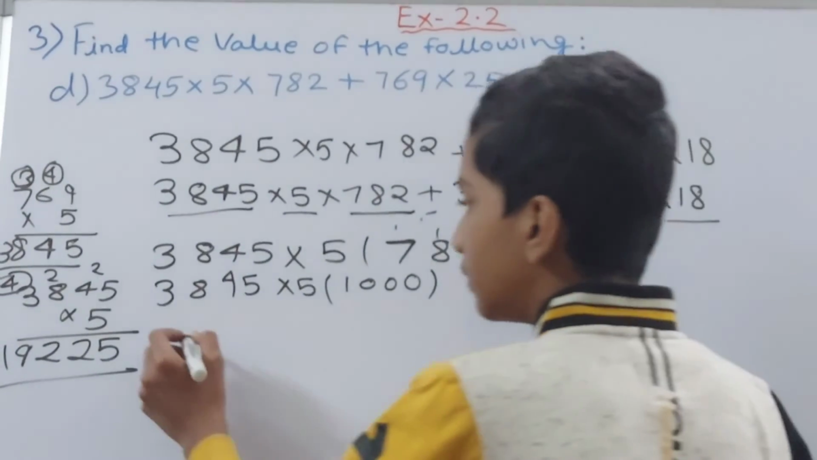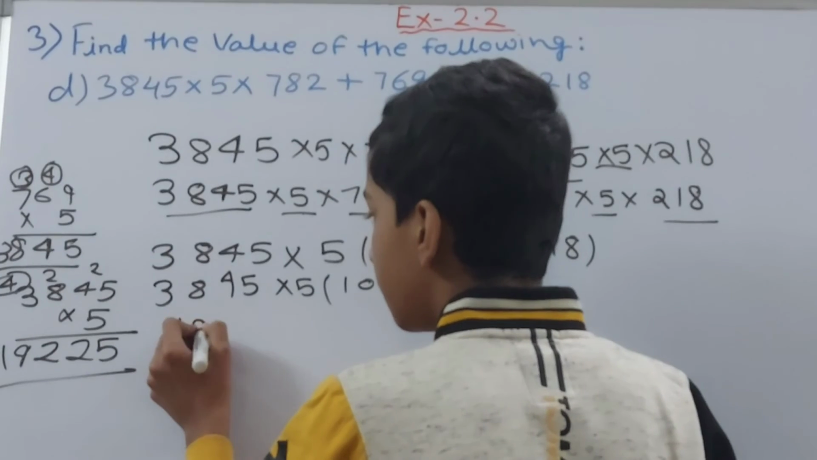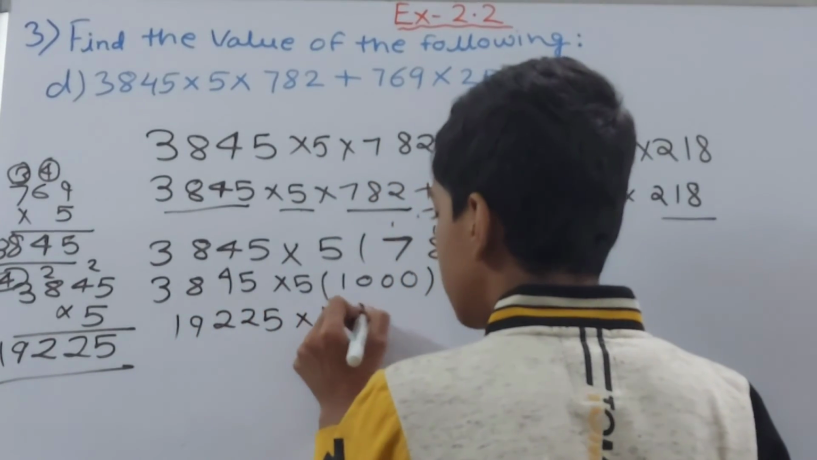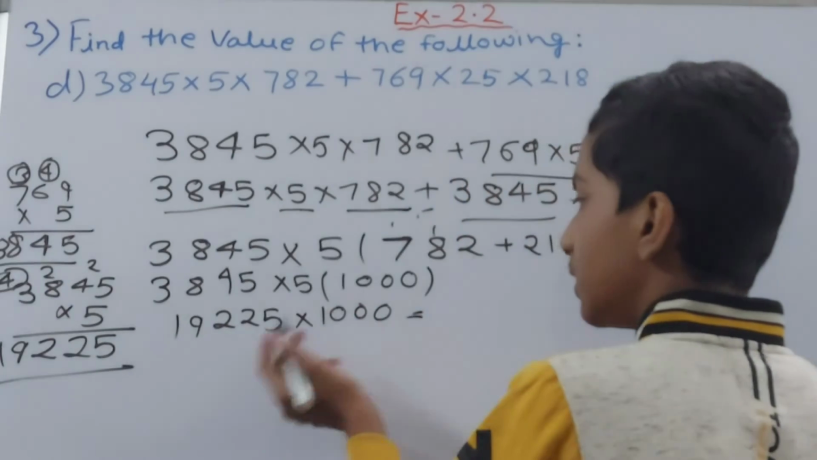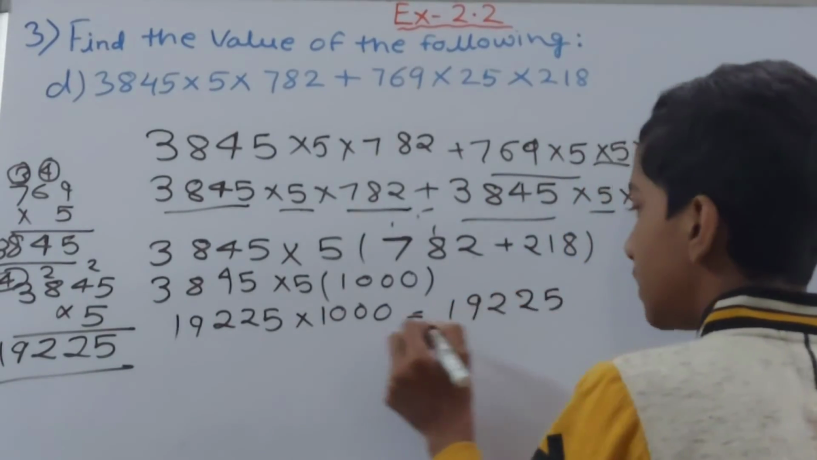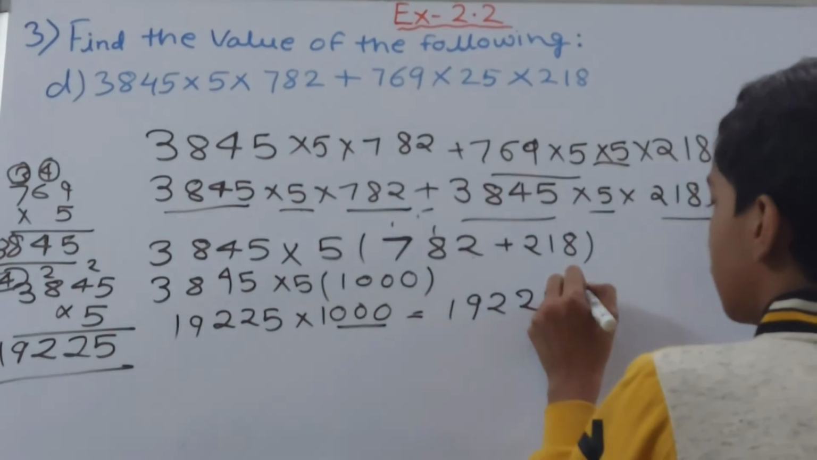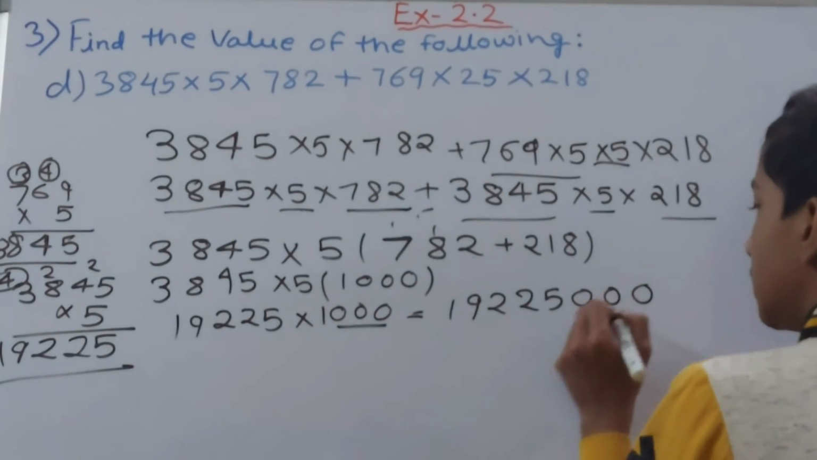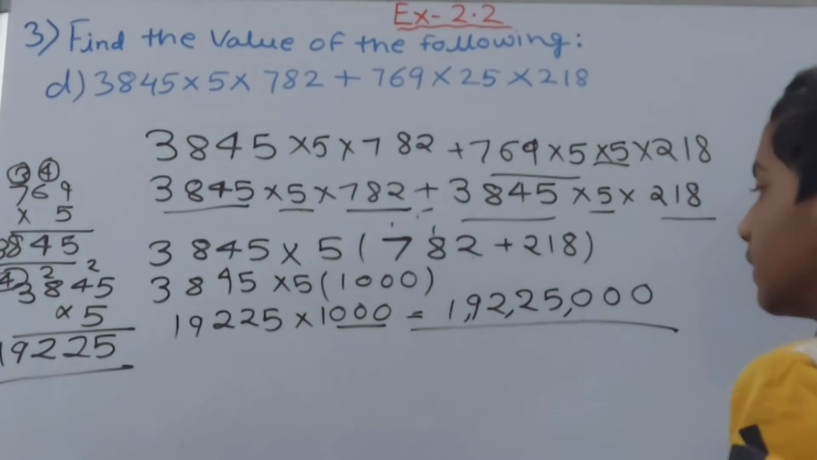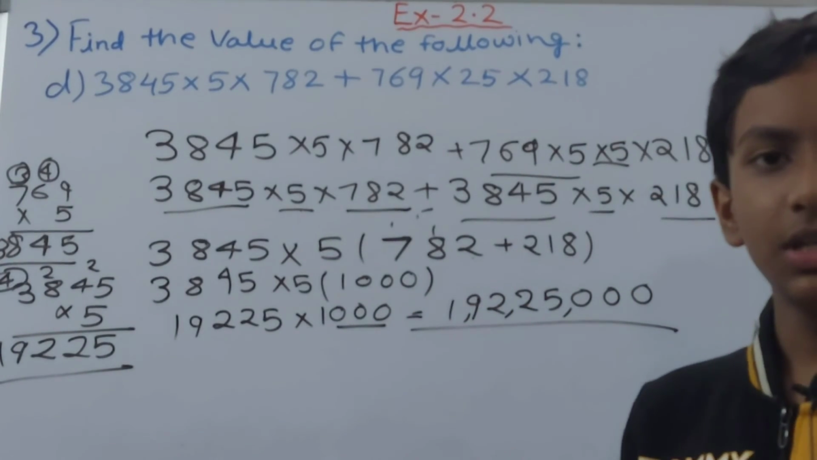Now 19,225 into 1000. That will give us what? Simply we will write this 19,225 and after this we will put 3 zeros: 1, 2, 3. So this is our answer over here, that is 1 crore 92 lakh 25 thousand.